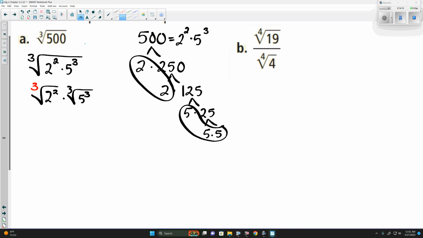Now can we simplify the cubed root of 2 squared? Will that simplify? No, so we'll still have the cubed root. But we won't fill it back in as 2 squared, because what is 2 squared? So we have the cubed root of 4. Can we simplify the cubed root of 5 cubed? And it would be 5. So the cubed root of 500, in simplest form, is 5 times the cubed root of 4.